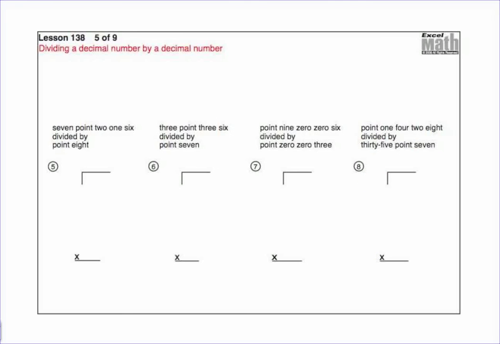All right, here are 4 more problems for you to do. Pause the video, fill in the problems themselves, and then see if you can solve them. Turn it back on when you're ready to see the solution.